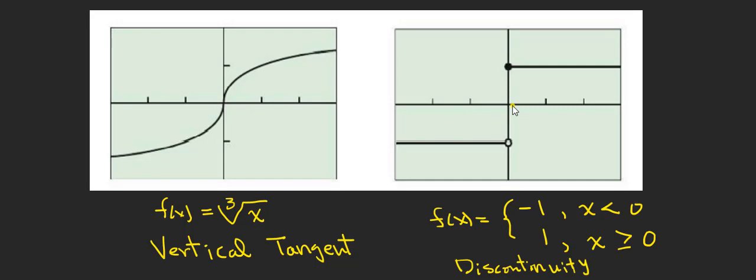The last case is when you have a discontinuity. Look at this piecewise function. You are not able to find the derivative when x equals 0, because when x equals 0, it's not continuous. So when you have a discontinuity, there is no slope, or you cannot find the derivative.